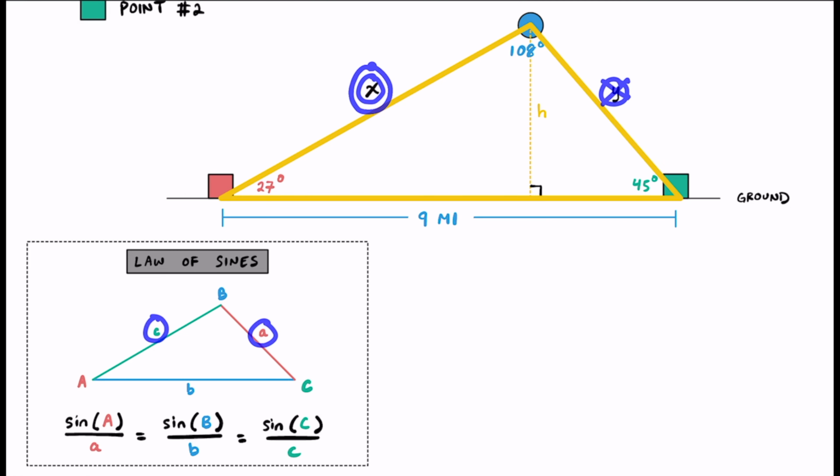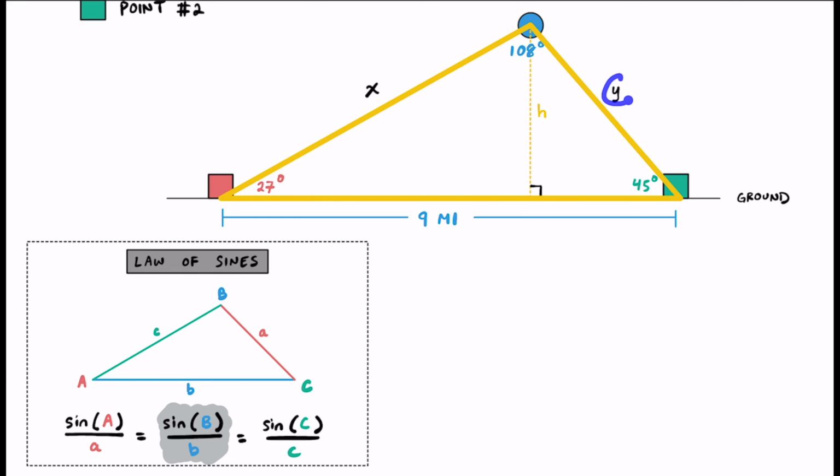So let's focus on solving for this x over here, or C in the case of using the law of sines formula. To use the law of sines, we had to have one of these ratios given to us, or something we could figure out. It turns out that in this problem, we know sine of B over B, because we have 108 degrees and we have 9. As for deciding whether to use sine of A over A or sine of C over C, that depends on what we are looking for.